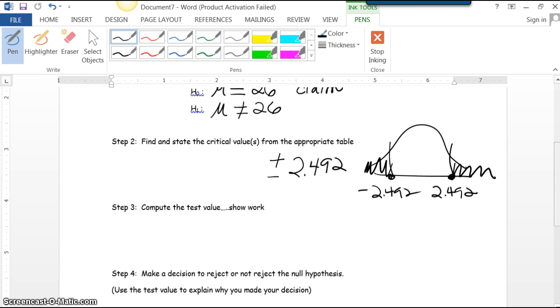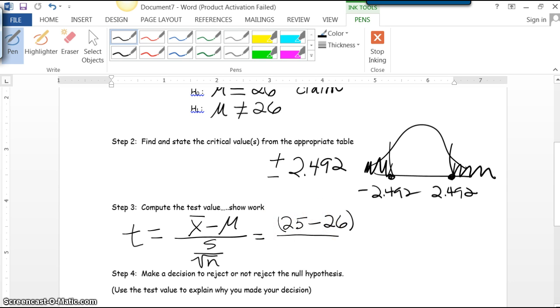You're going to calculate your test value. It is a t, and it's calculated using this formula. The sample mean that was obtained was 25.1. The hypothesized mean was 26. The sample standard deviation was 3, and the sample size was 25. So your denominator is 3 divided by the square root of 25. When you put this in your calculator, you're going to get negative 1.50. So that's your test value.